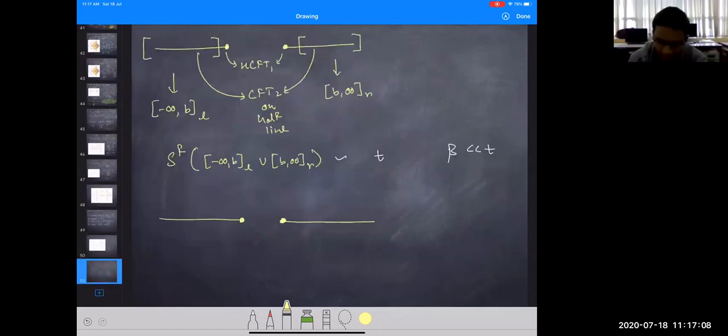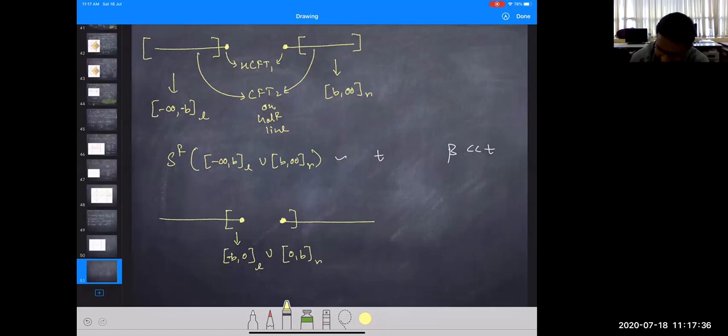So let's try to do the other computation. The other computation is just this, where the interval is minus B to 0, and union on the left, and union 0 to B on the right. Okay, this is the computation I want to do, and let's try to do this computation using the bulk.